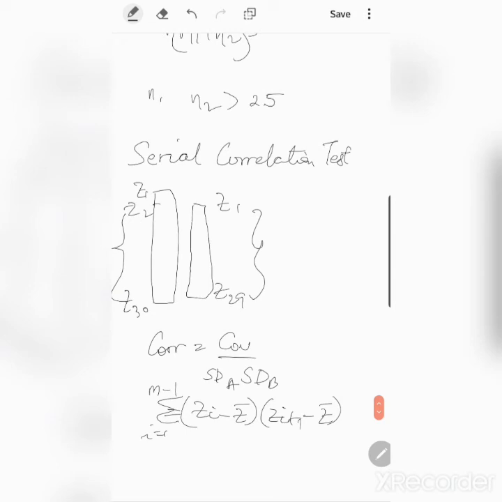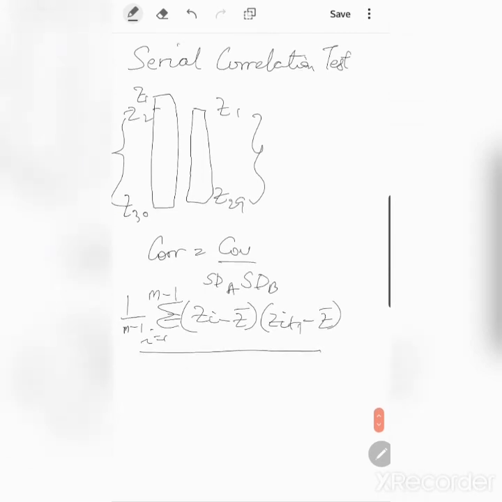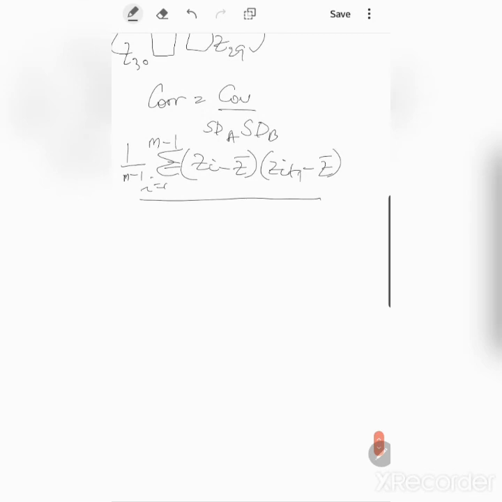So for these numbers, I require the covariance. I divide this by the standard deviation of A and B. Actually, both of them are from the same data, so the standard deviation will remain the same. So I'll take the standard deviation of Zi minus Z bar squared, which is nothing but the variance.